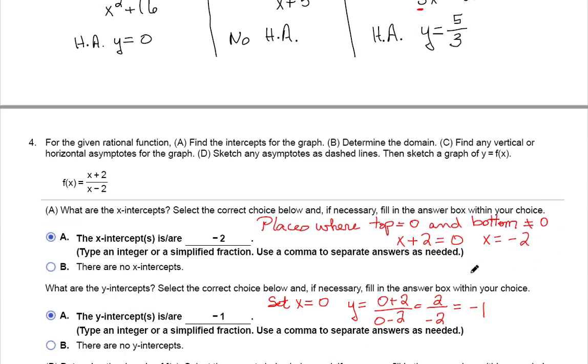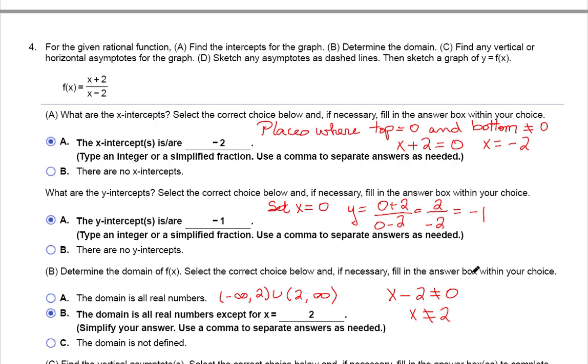Okay, let's see. So in question 4, they give us this function and they're going to ask us all kinds of things about it. Where are the x-intercepts? Okay, well, x-intercepts are what would make it 0. Well, a fraction is only 0 if the top is 0. So I've got x plus 2 is 0, so x is minus 2. Okay, so this graph, whatever it looks like, will cross the x-axis at minus 2.